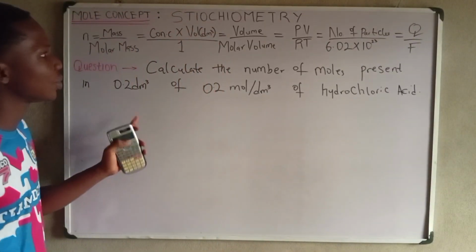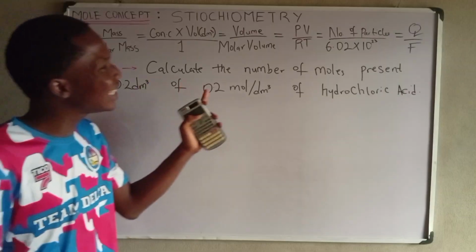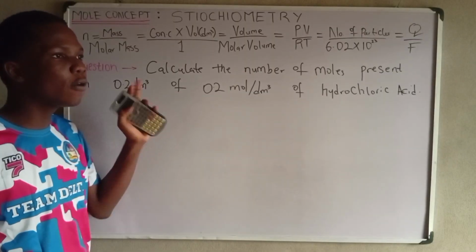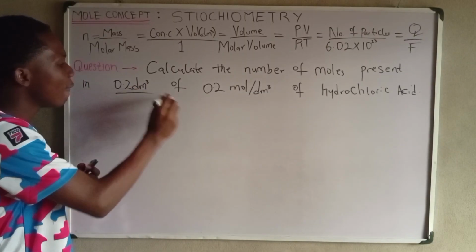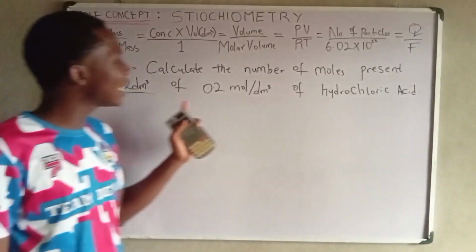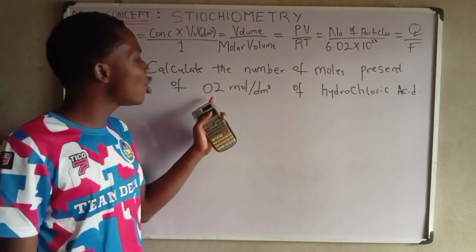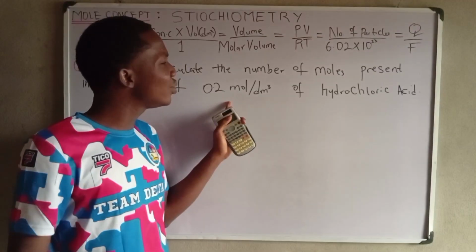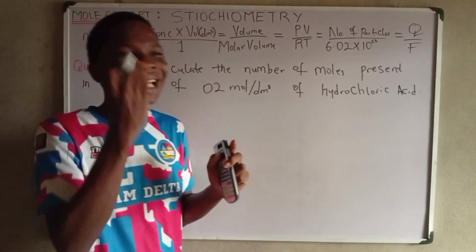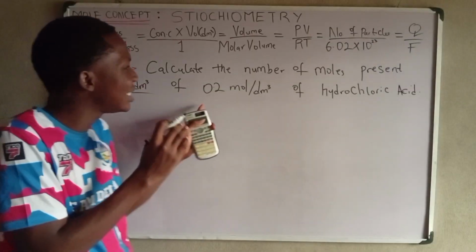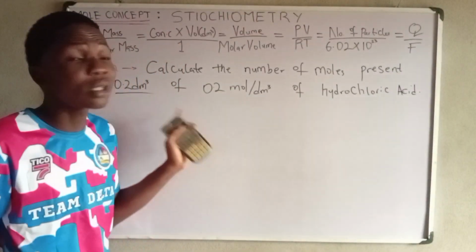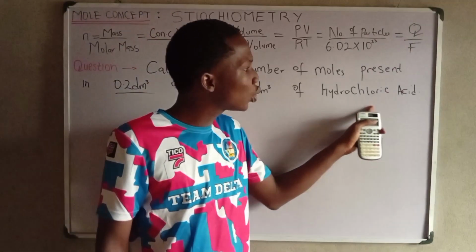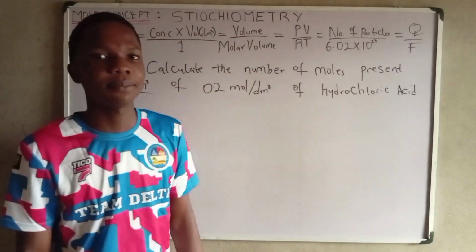Okay, now let's go over to the next formula. Now look at this question. This question says, calculate the number of moles present in 0.2 dm cubed. Obviously, we identify this as volume in dm cubed. Okay, now what is this? Of 0.2 mole per dm cubed. Immediately you see mole per dm cubed, we can identify and already know that this is molar concentration or molarity. Okay, of what? Hydrochloric acid.